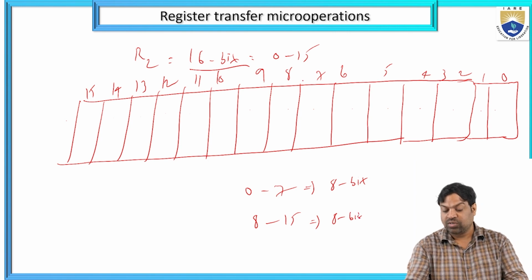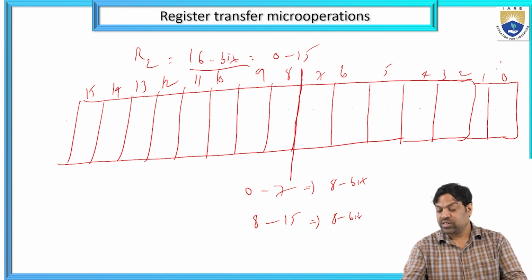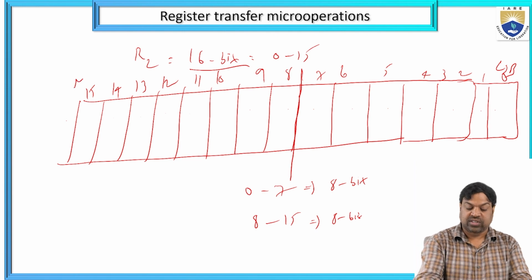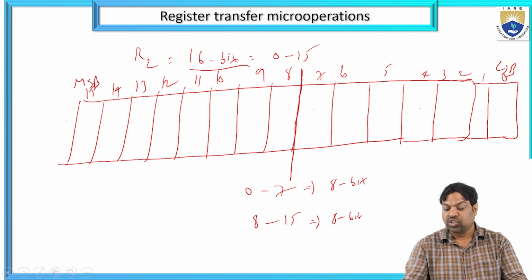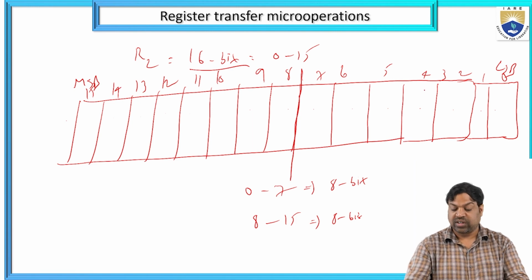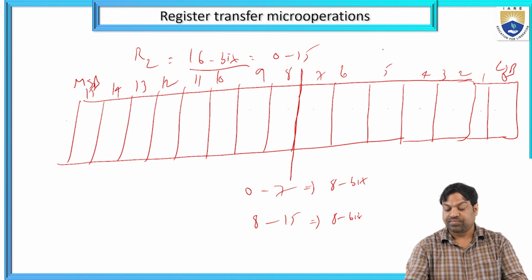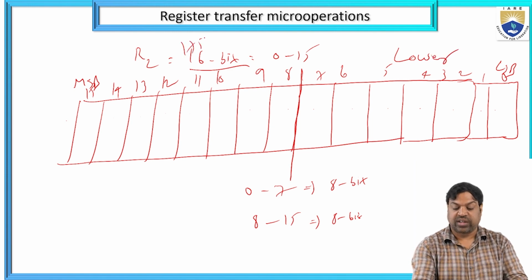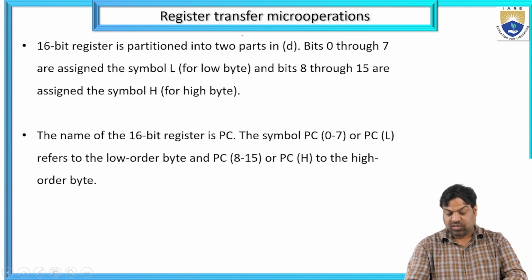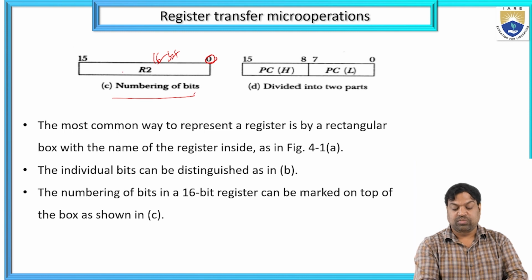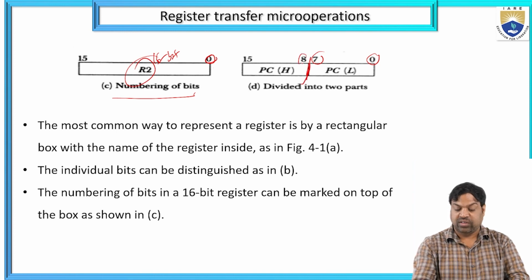So 0 to 7 is the LSB and 8 to 15 is the MSB. So 0 to 7 are the least significant bits, the lower order, and 8 to 15 are the higher order. So here the numbering logic from 0 to 15 is R2. 0 to 7 is one and 8 to 15 is another one. It is PC low.